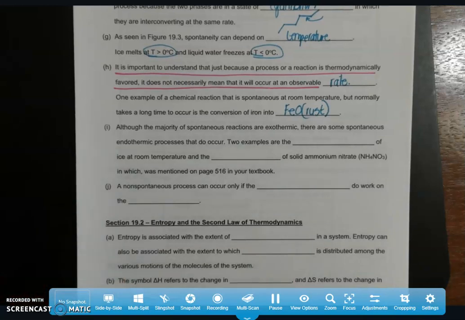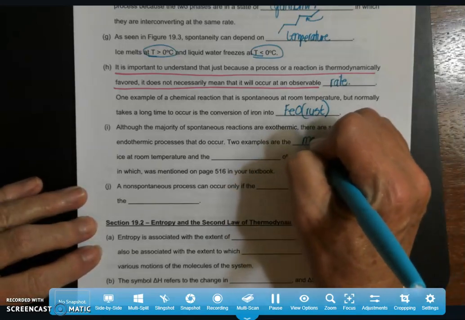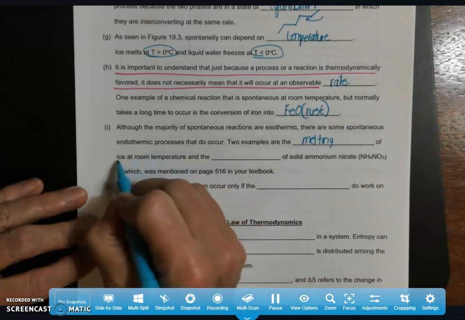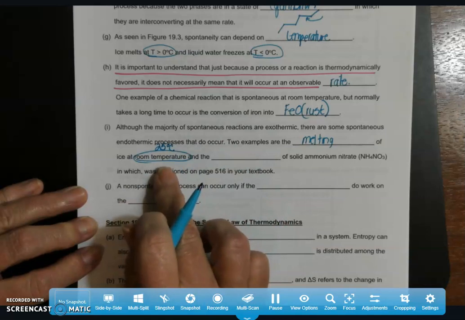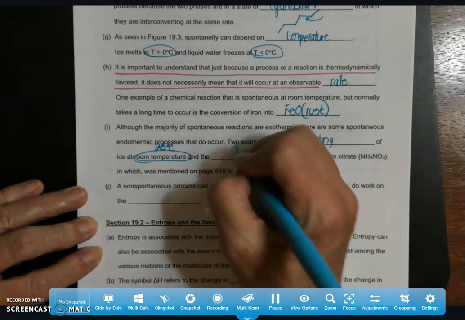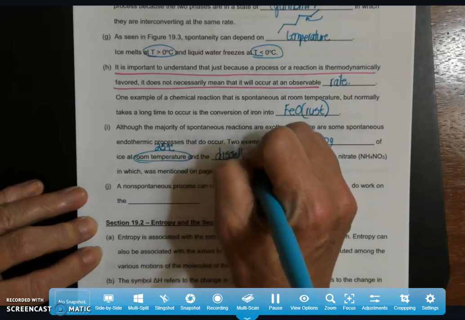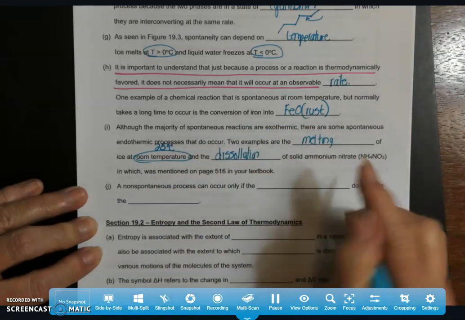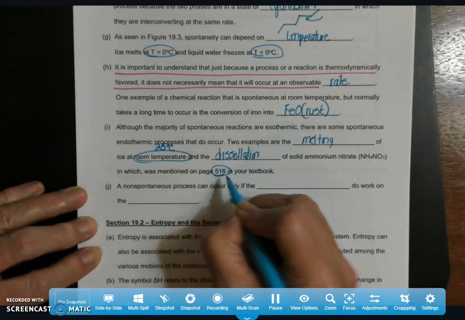All right. Now, although a majority of spontaneous reactions are exothermic, there are some spontaneous endothermic processes. Two examples are melting of ice at room temperature. Remember, I'm at room temperature, which is about 25 degrees C, and ice melts at 0. And the dissolving of solid ammonium nitrate, which was mentioned in our textbook. I think you'll also see this in Zumdahl.